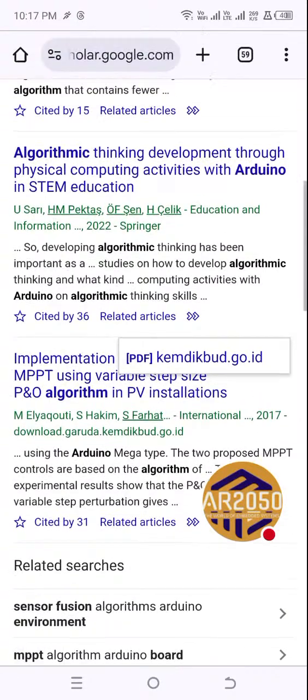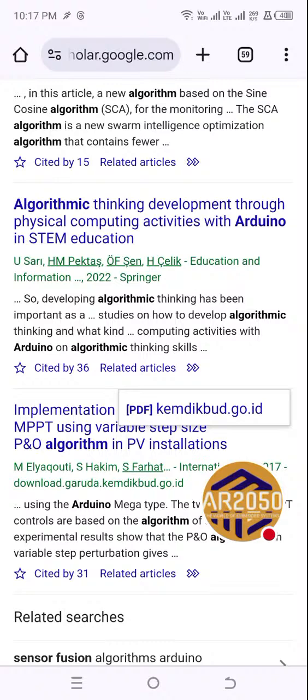What is this? Algorithmic thinking development through physical computing activities with Arduino in STEM education. Well, that is also an interesting topic, but not for me.